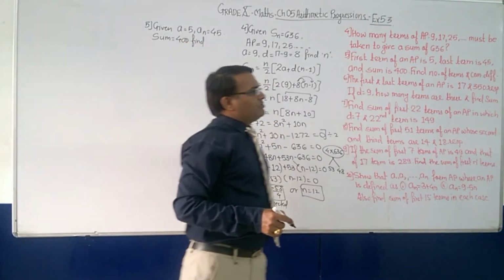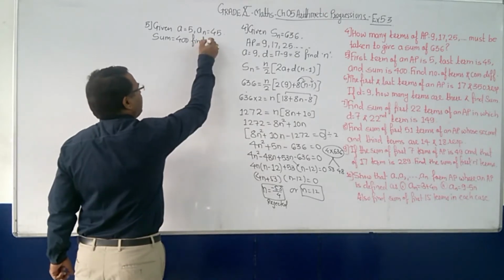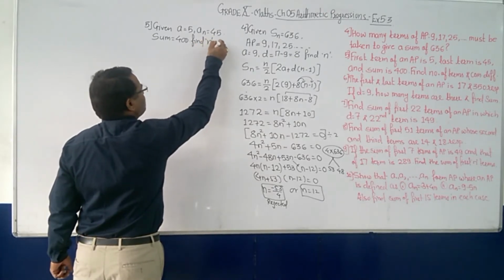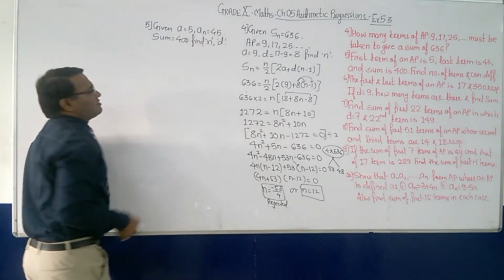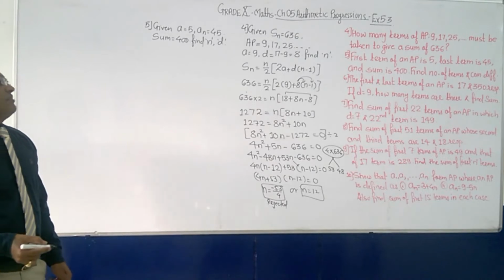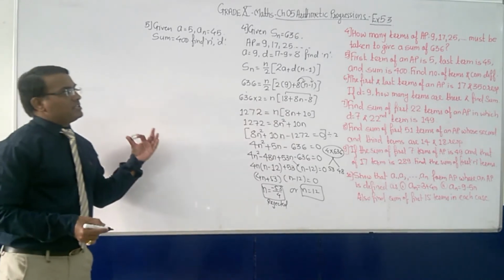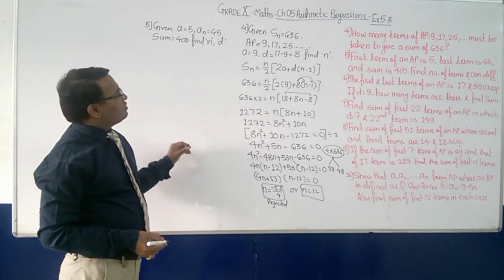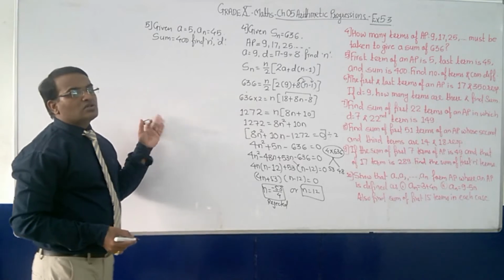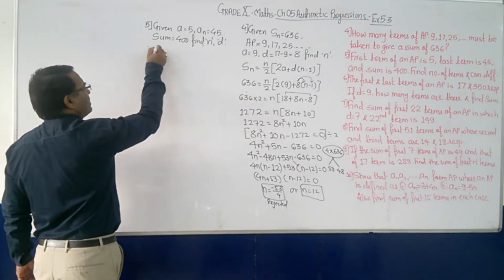Find n, that is the number of terms, and the common difference. Okay, these two things we have to find out. It's quite simple. The first term and the last term are given, and the sum is also given. So we can use this formula.